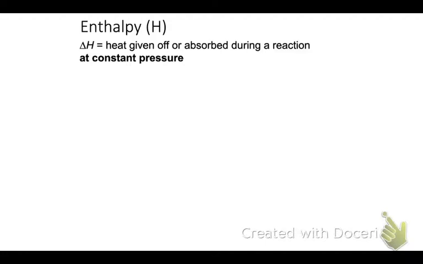Enthalpy is the term we use to express the heat change of the reaction. So as I have just discussed, reactions can either produce heat or absorb heat. And I use the change of the heat to understand if heat was given off or absorbed during a certain reaction. So delta H is the amount of heat that either was given off in an exothermic reaction or absorbed in an endothermic reaction.